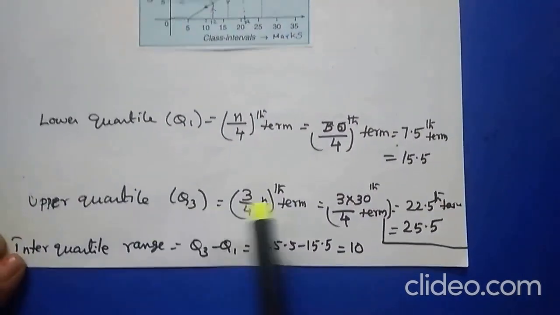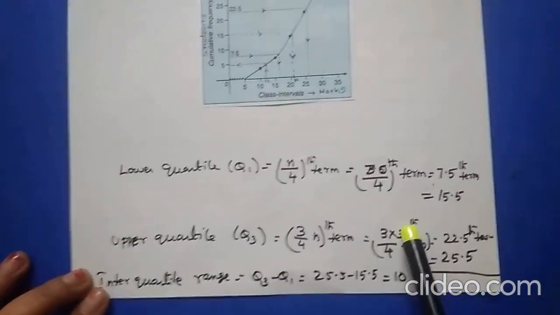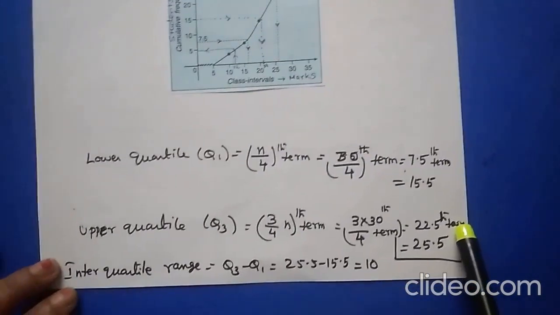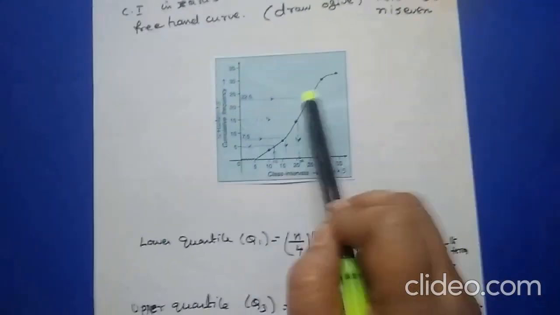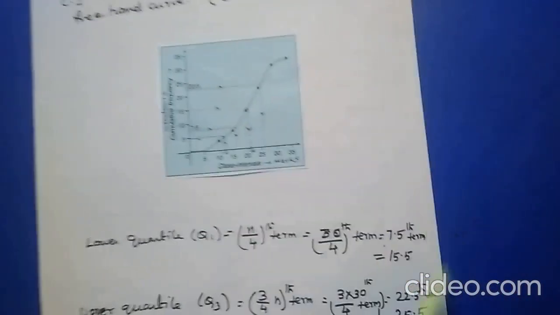Upper quartile, the formula is 3 by 4 into n. 3 by 4 into 30 is the 22.5th term. Opposite to 22.5, draw a horizontal line. Where it intersects the ogive, draw a vertical line. It intersects on the x-axis.